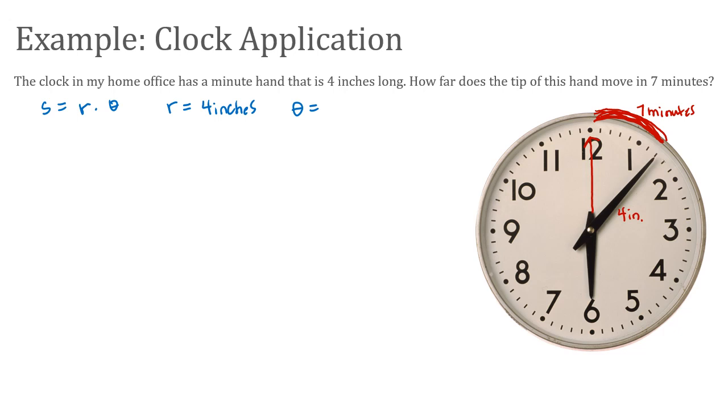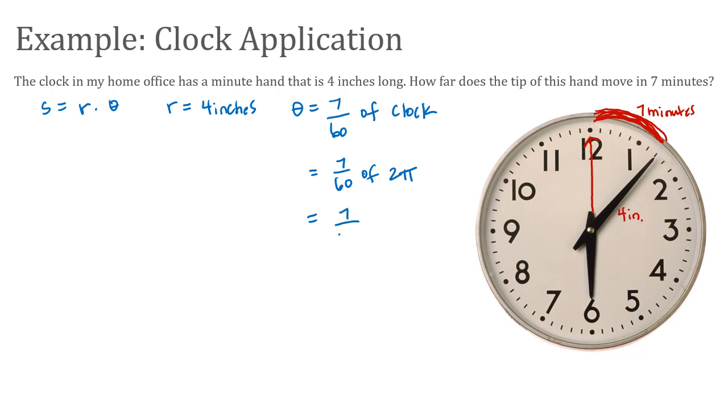But here's what we know. We know that a whole rotation around that clock in radians would be 2 pi. We are interested in 7 sixtieths of the clock, right? Where does the 60 come from? 60 minutes makes up a whole rotation of the clock. So 60 sixtieths of the whole clock is 2 pi.